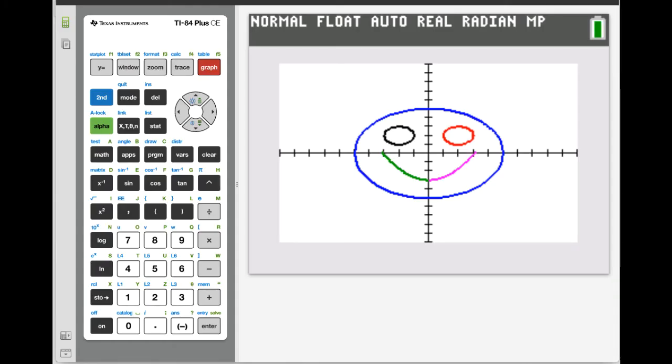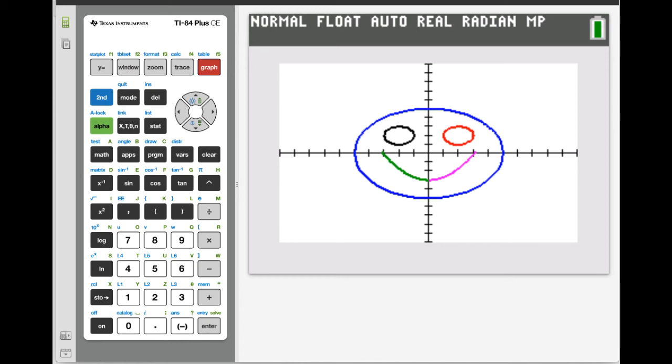Alright, so how did you do? How did your smiley face come out? Well, I wish I could see them. That's one thing I love about walking around the classroom: I can check out smiley faces, and I'll grab a couple calculators and come up and put them under the doc cam and display them for everyone.